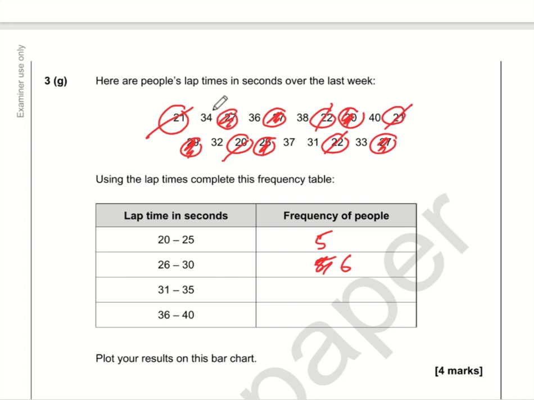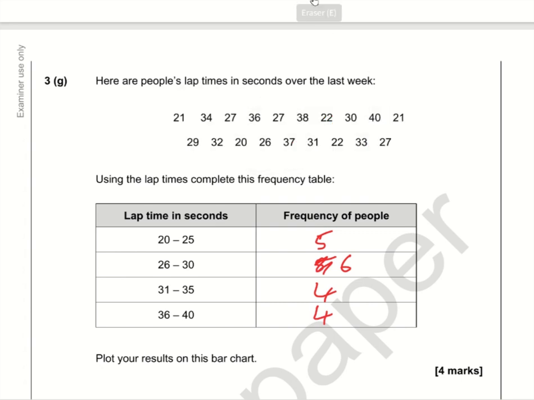So 31 to 35. 1, 2, 3, 4. So let's get rid of those. And all the remaining ones should be between 36 and 40. 1, 2, 3, 4. Okay, let me just check how many values I have in total. So 1, 2, 3, 4, 5, 6, 7, 8, 9, 10, 11, 12, 13, 14, 15, 16, 17, 19. So this should add up to 19. 6 plus 4 is 10, 15, 19. Perfect. So I've got it sorted.